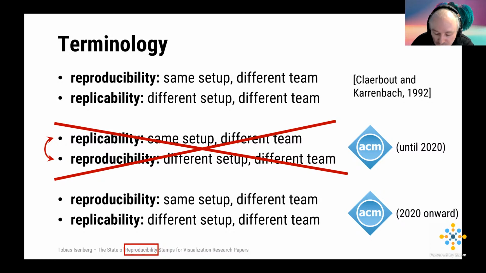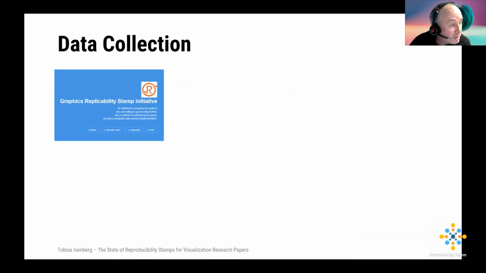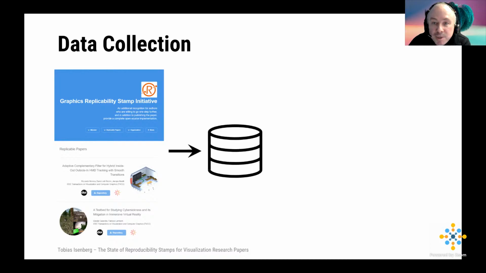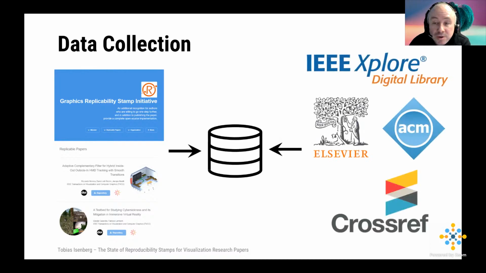So what I wanted to figure out is, well, how are we doing? How are we doing this in visualization? And so I started with this initiative, Graphics Replicability Stamp Initiative, and there you see this terminology problem because it was founded before ACM switched over. And I looked at the website, and luckily they not only have graphics papers there, but there's also visualization papers. So I took this information, scraped the website, put this in a database, also looked up the papers on the digital libraries. IEEE Xplore and Elsevier have APIs. ACM and Wiley do not.